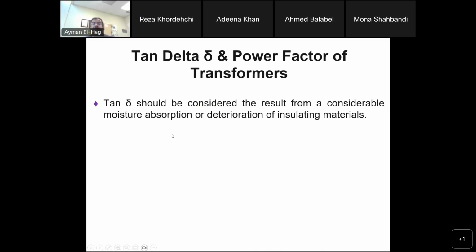So now, if it is increasing, it means that either there is moisture absorption in the system or there is a deterioration of the insulating material. Okay, so that is basically it. The tan delta can be used to measure that. The tan delta is a bit better test than the insulation resistance.